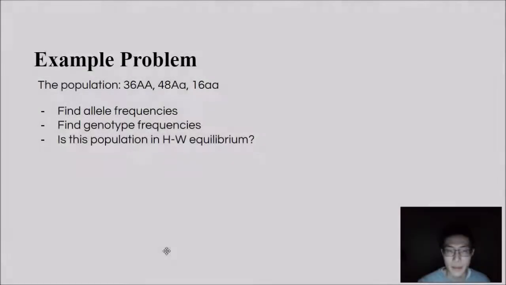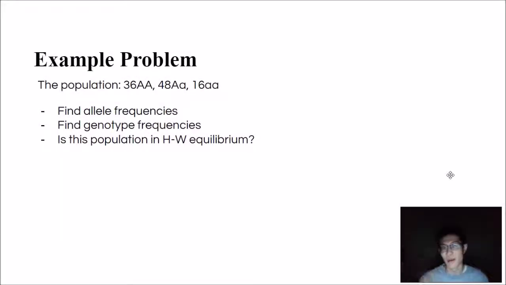So the first question is this one over here. This is a pretty straightforward one. I'm going to give you a population that has 36 big A big A, 48 big A little a, and 16 little a little a. I want you to find the allele frequencies, the genotype frequencies, and then answer the question whether this population is in Hardy-Weinberg equilibrium.